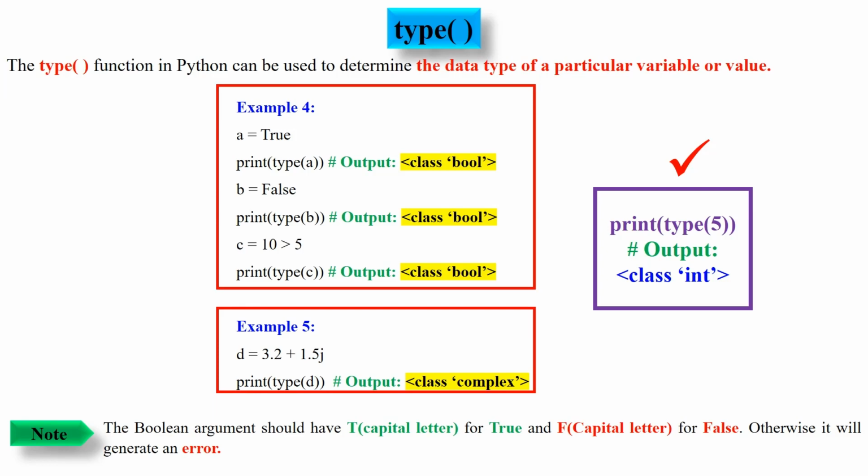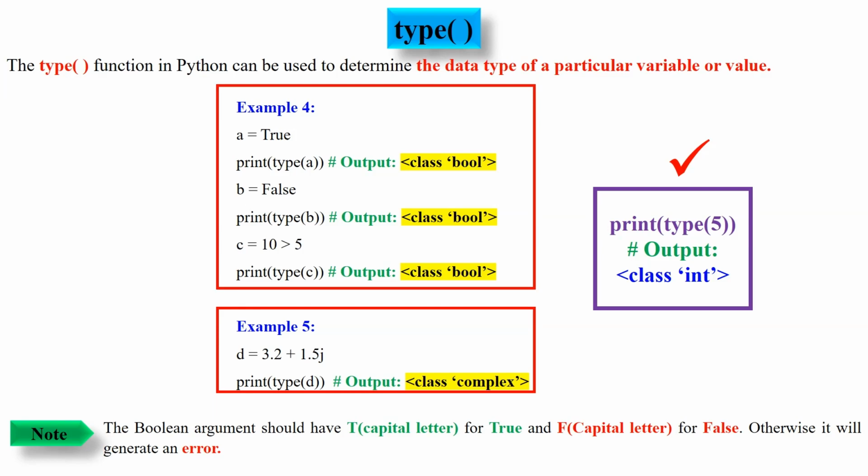In example 5, d equals 3.2 plus 1.5j assigns the complex number 3.2 plus 1.5j to the variable d. In Python, complex numbers are represented by a real part followed by an imaginary part, where the imaginary part is denoted by the suffix lowercase j or uppercase J.